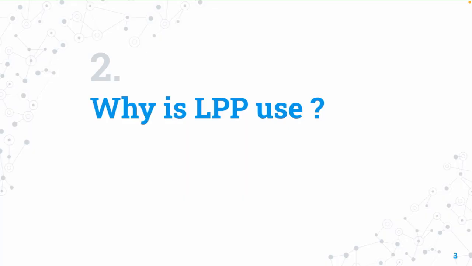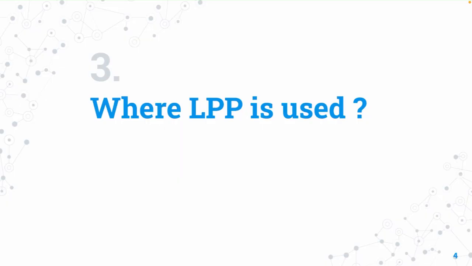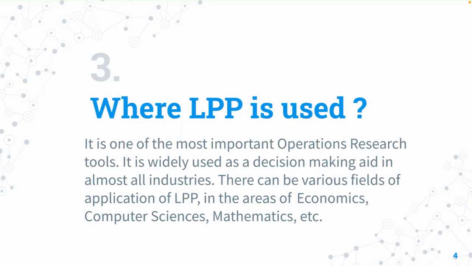Why is LPP used? LPP is helpful in developing and solving decision-making problems by mathematical techniques. The problem is generally given as a linear function which needs to be optimized subject to a set of different constraints. Where is LPP used? It is one of the most important operations research tools. It is widely used as a decision making aid in almost all industries. There are various fields of application of LPP, such as economics, computer science, mathematics, etc.